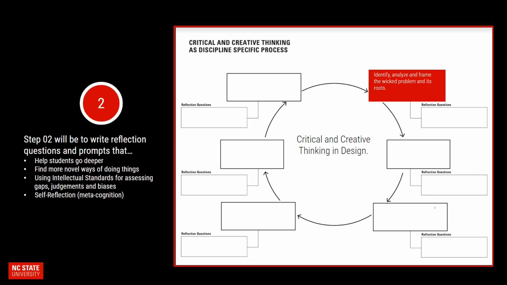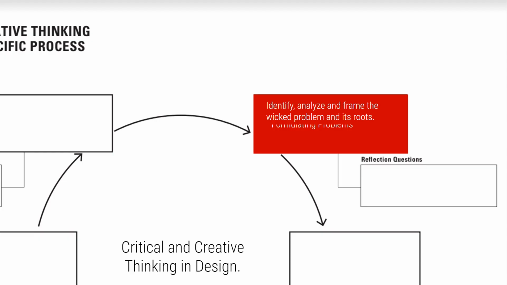The reflective questions that we might ask in design related to this first step could be to help students think more deeply or broadly about the problem, to find more novel ways to look at it, to use intellectual standards to help them assess their judgments, biases, and generally reflect on their own thinking throughout the stage of the process. So in design, those questions might be geared towards trying to better understand the scope of the problem and the many subproblems that a wicked problem has. It might also encourage students to reflect, even in these early stages, on what other problems might arise as a result of solving one of the identified problems.